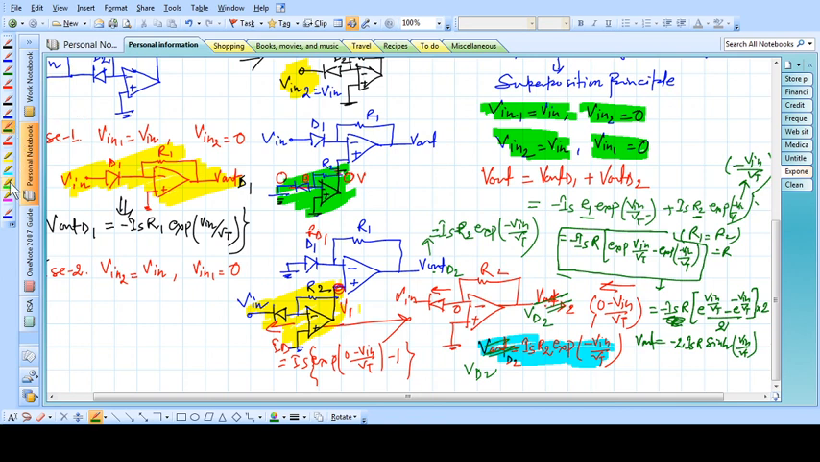So this one is the overall output voltage. I will highlight this one. This term is nothing but simply your sine hyperbolic. Sinh x formula is e to the power x minus e to the power minus x, divided by 2. So from that one we can say the output voltage is a sine hyperbolic function.